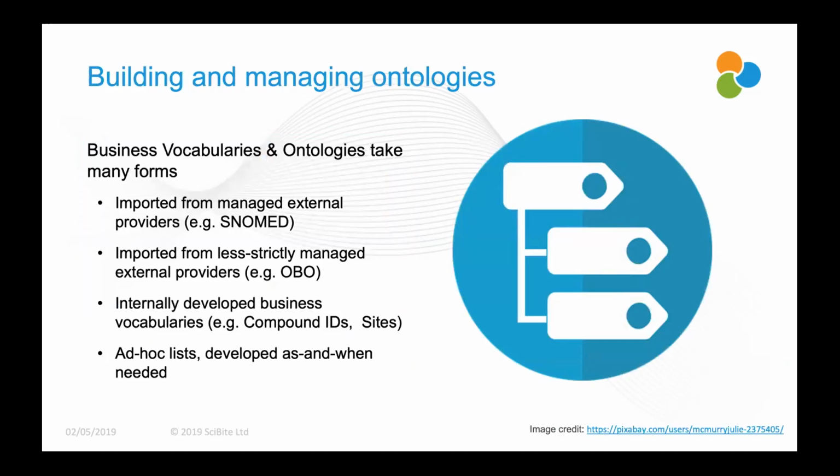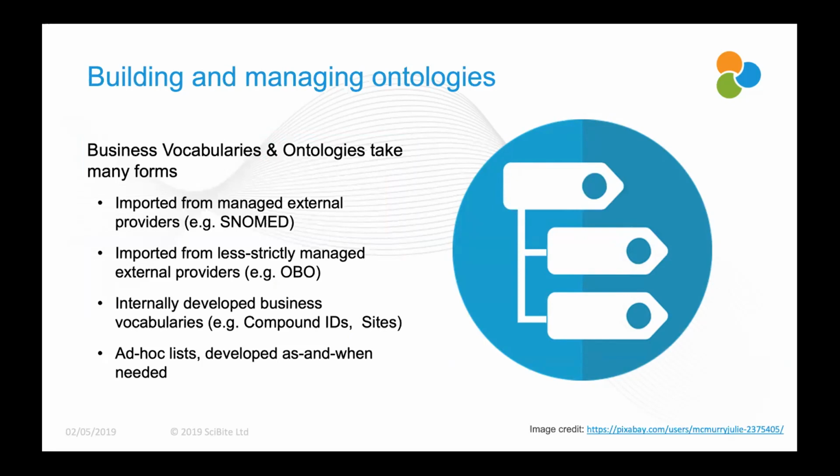So once you've chosen and started to implement your chosen ontologies, you then need to consider how you're going to manage those. Your ontologies and vocabularies might be from several different sources. It might be from a managed external provider where they have very formal and scheduled releases, like SNOMED, and it also requires a license.